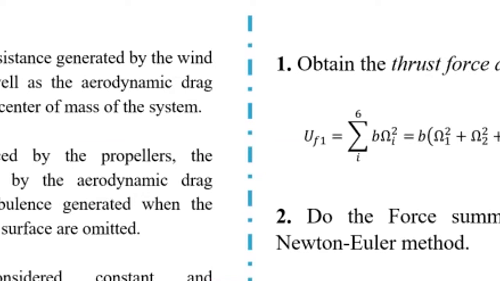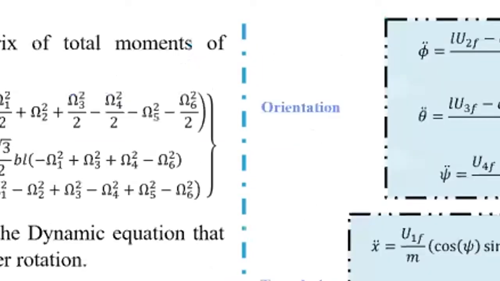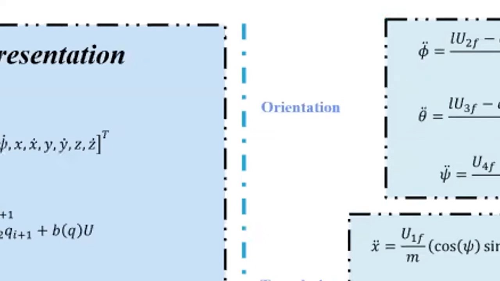These initial considerations. As for the methodology, this is composed of 5 steps, which are: obtain the thrust force, do the force summation and apply the Newton-Euler method, which says that mass times acceleration is equal to the sum of the forces, obtain the acceleration in the inertial frame, calculate the matrix of total moments of inertia, and finally establish and solve the dynamic equation that governs the hexacopter rotation. From this process, the following equations were obtained, which represent the dynamics of the system for both orientation and translation. This can also be represented in matrix form, as displayed on the screen.